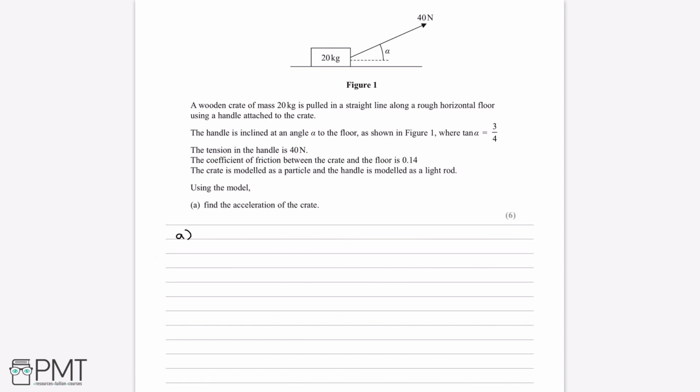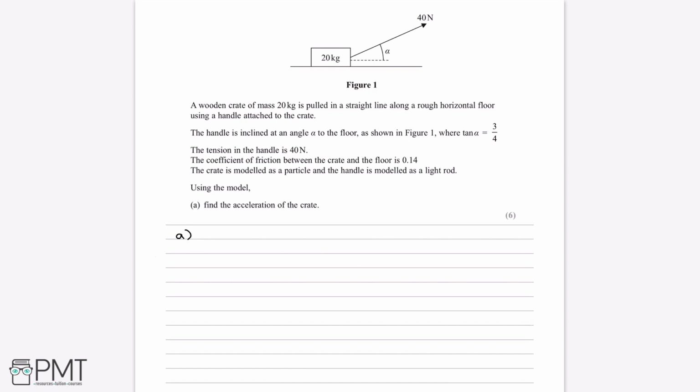The tension in the handle is 40 newtons. The coefficient of friction between the crate and the floor is 0.14. The crate is modelled as a particle, and the handle is modelled as a light rod. Using the model, Part A asks us to find the acceleration of the crate. So, first of all, since we've been given all this information, it might be best if we can try and visualize it a bit better by marking it on the diagram.